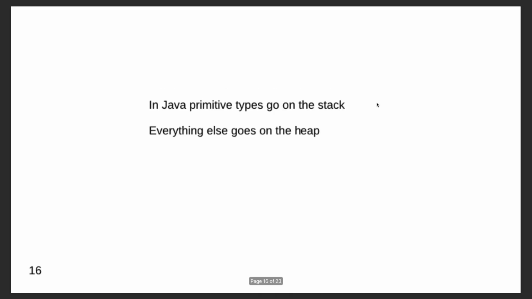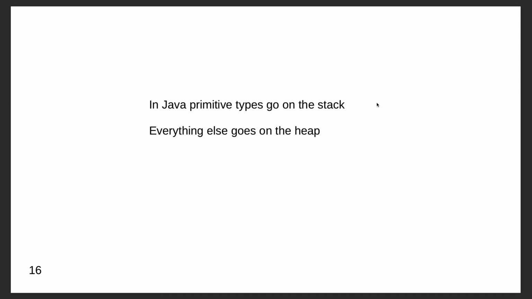All right, let's go back to the handout. So how does this work in Java? In Java, it's not like C++. You can't choose where things go. In Java, all primitive types go on the stack. So int, bool, char, float, double, all those things that were primitive types, they always go on the stack. Oh, mostly. They mostly go on the stack, and then everything else goes on the heap. And I'll show you an example when they're not on the stack in a minute.